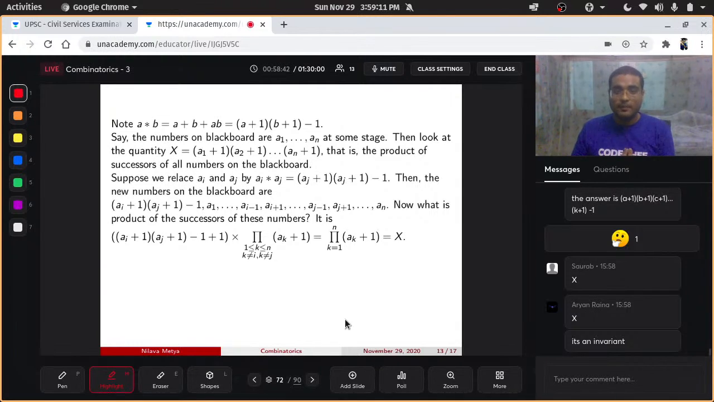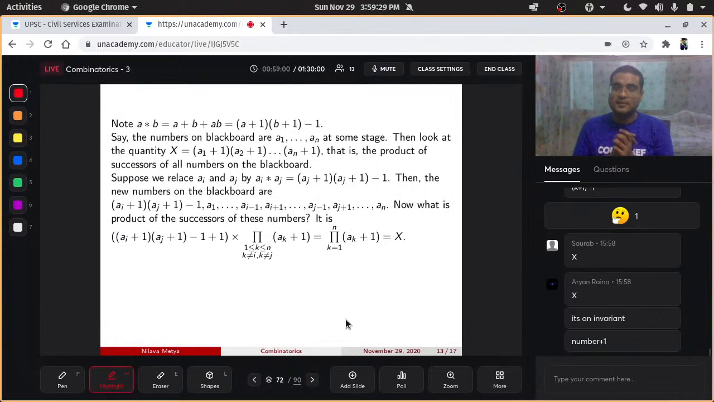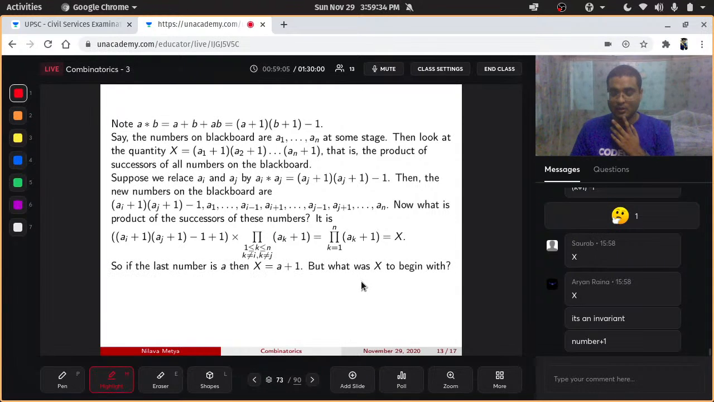Now, what is the product of the successors of the numbers in the last step? In the last step, I have just one number. What is the product of the successor of this one number? If my last number is A, the product of successors is just A plus 1. But what did I see? I saw that this product of successors is always X, no matter in what way I choose two of the numbers on the blackboard to replace.